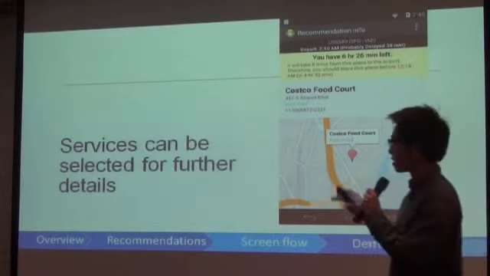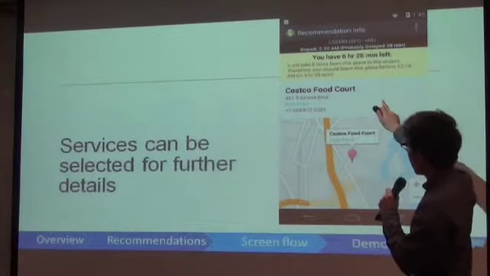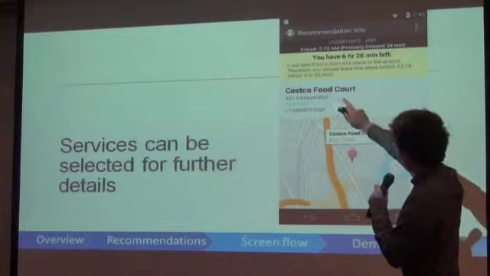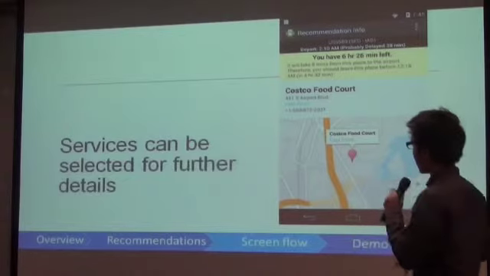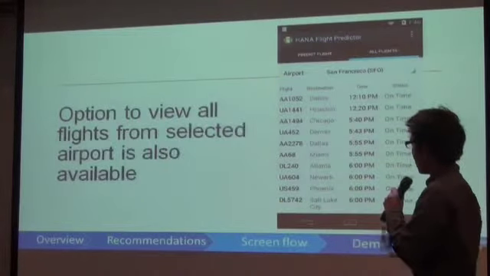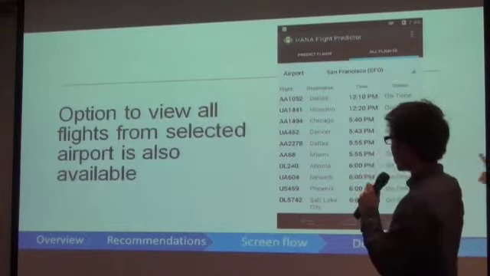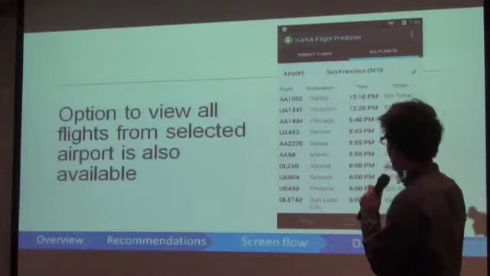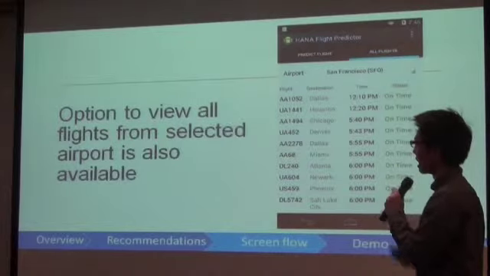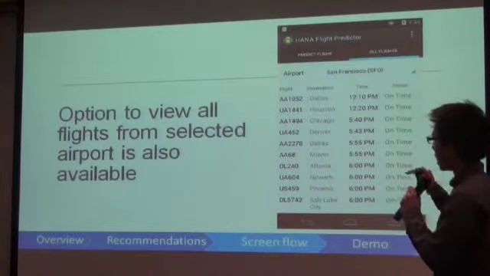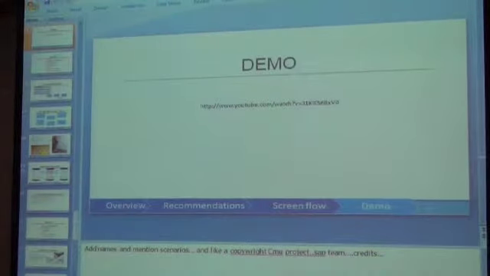Once the user clicks on the recommendation of the service that he's interested in, the timer will show here, when the user should leave, and the traffic situation from that place to the airport, also with the map. The user also has the option to look at all the departure flights in a specific airport. The user can also click on one of these flights to see the predicted delay as well, so the user doesn't have to input the flight by himself. And here's the video demo.